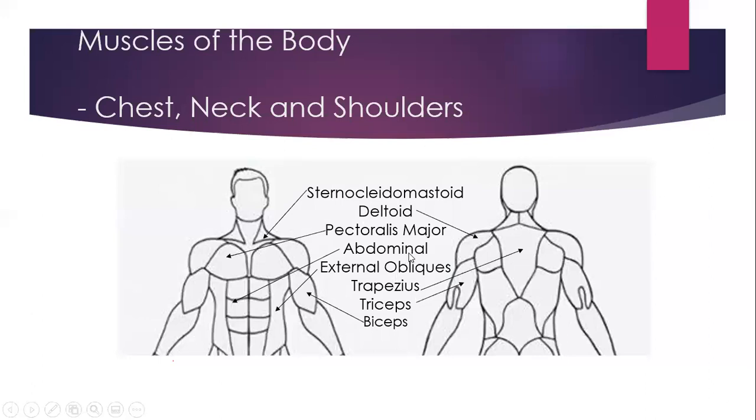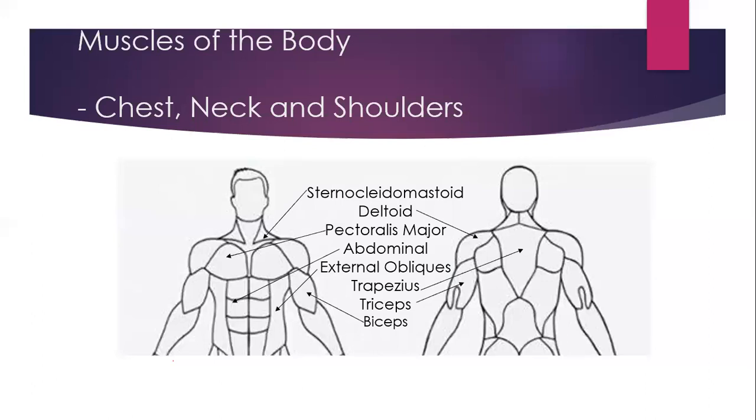Next, you've got your abdominals, which are your abs. These help with exhalation, breathing, inhalation as well, and they help to protect your inner organs. Then you've got your external obliques. These help to move the trunk of your body.